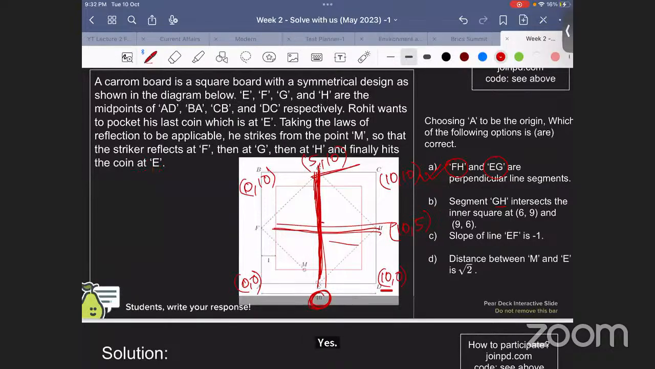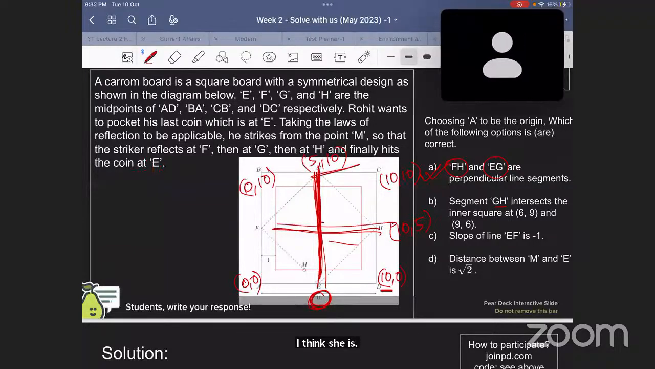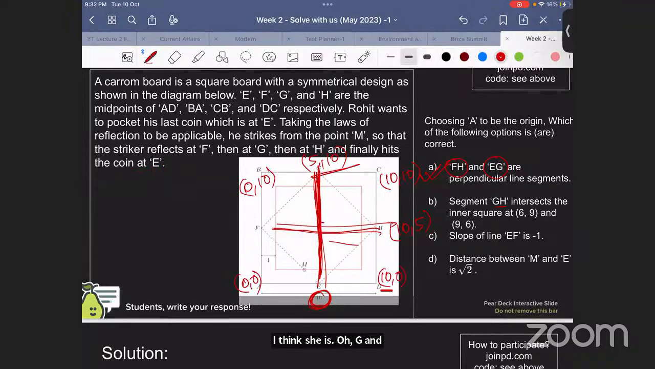Sir, I think what she means is that GE is not parallel to the y-axis, then how to calculate the slope? Am I right? Can you repeat that?